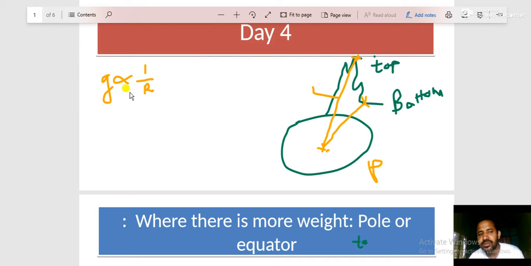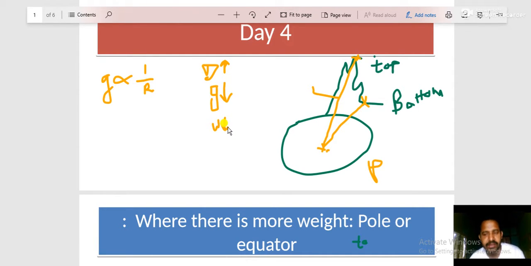So if distance is more, then gravity will be more at the bottom, because if distance is more, gravity should be less, so g is less at top. If distance increases, gravity will be less. Similarly, if gravity is less, then weight will also be less at the top of Everest.